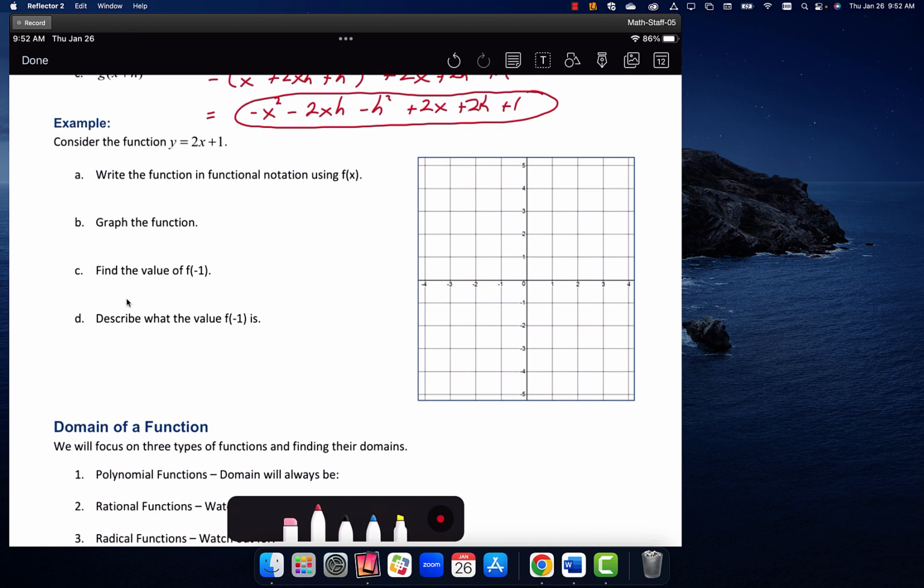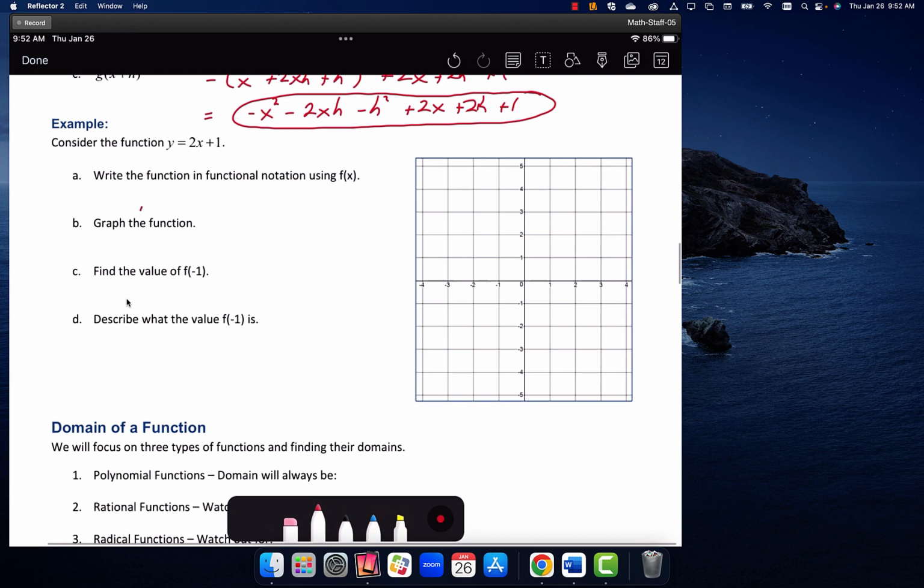Consider the function y equals 2x plus 1. First, write it in function notation. F of x equals 2x plus 1. Again, we're simply going to replace the y with f of x. And now graph it. So we have an equation in slope-intercept form. Our y-intercept is 1. Our slope is 2. So up 2, right 1. And we can repeat that pattern as much as we want. Play connect the dots.